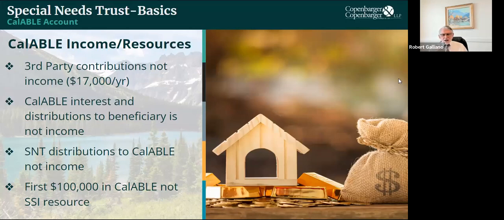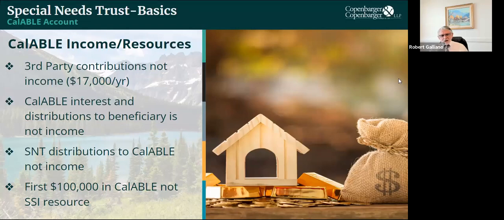If the amount of money that goes into the ABLE account goes over $100,000, then the SSI benefits are basically cut off for a while until the amount in the CalABLE account is reduced under $100,000. But that's $100,000. It's easy to keep under the $100,000.